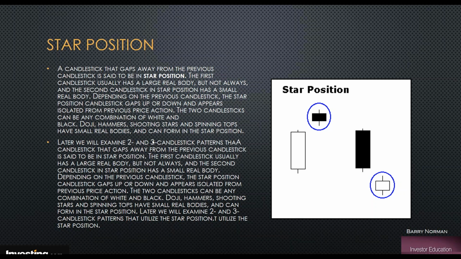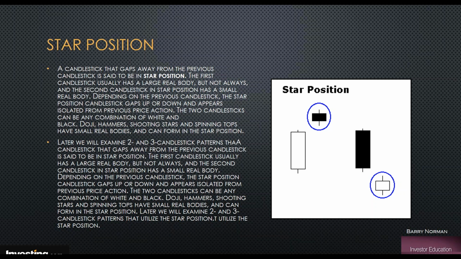Now, a candlestick that gaps away from the previous candlestick is said to be in the star position. Why? Because it looks like a star above the previous candle. We have morning stars and evening stars. Morning stars because they gap upward, evening stars because they gap downward. Now, depending on the previous candlestick, the star position candlestick gaps up or down and appears isolated from the previous price action. Because, as you know, price always has to open where it closed.